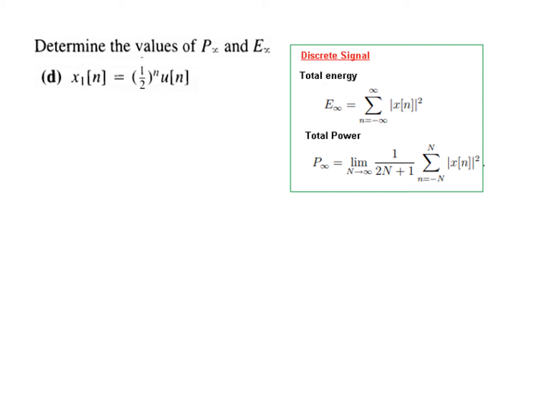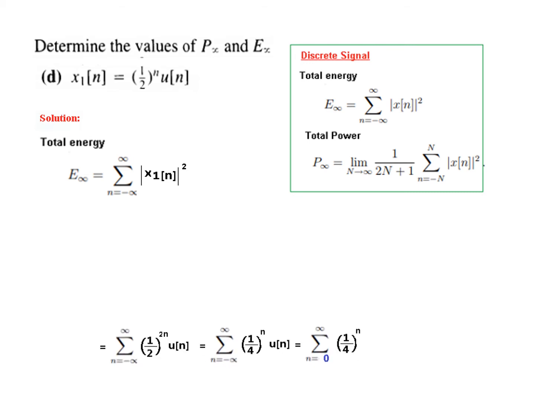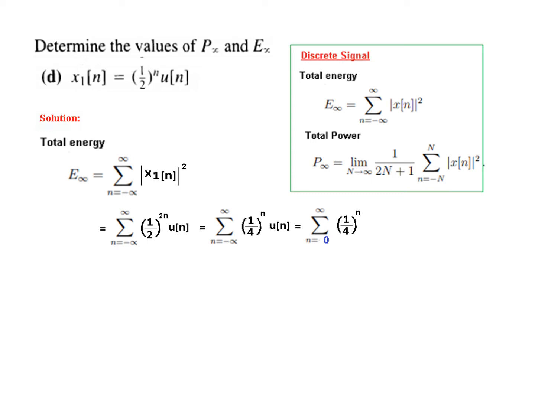So the first problem is that we have x1[n] = (1/2)^n u[n]. Now this is a simple exponential signal, and we'll be using these two formulas for calculating the energy and the power. So for x[n] we'll write |x1[n]|^2, putting in the value. This square comes in, and it will become (1/4)^n u[n]. Now we have to keep in mind that u[n] has a value 0 for n less than 0, and a value 1 for n greater than or equal to 0. So for n less than 0 the output will become 0, and therefore our limit will now change from n = 0 to infinity, because only in this range the signal will be present.